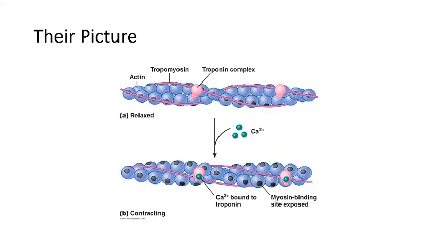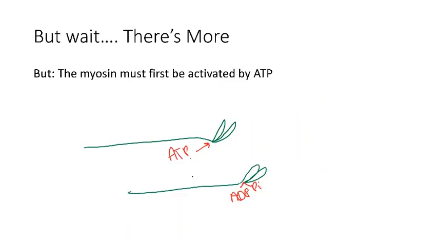But wait, there's more. They drew this picture. It didn't have the myosin binding, which is why I'd done my picture, but this shows how calcium shifts the troponin. But first we have to make sure that the myosin's ready to go. We got the actin ready, but now we have to activate the myosin. And the way we do that is we have to have yet more ATP.